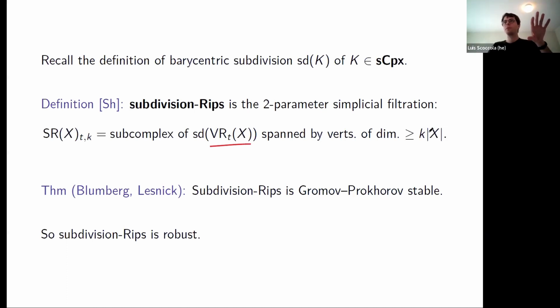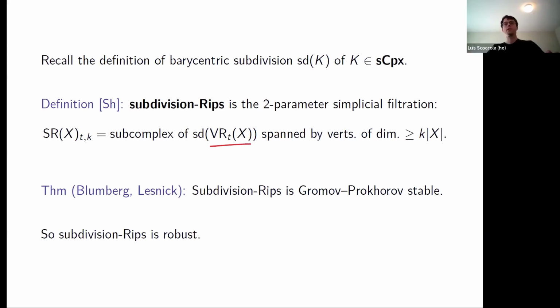You can extend it to arbitrary compact metric probability spaces by taking arbitrarily good samples of increasing number of points. Since a sample converges in the Gromov-Prokhorov distance to the space you're sampling, and since this is Gromov-Prokhorov stable, you can define the subdivision-Rips of an arbitrary compact metric probability space by taking a limit. I don't know if that's studied anywhere, or how easy it is to work with, but you can define it by taking samples. Thank you. Thanks for the question.